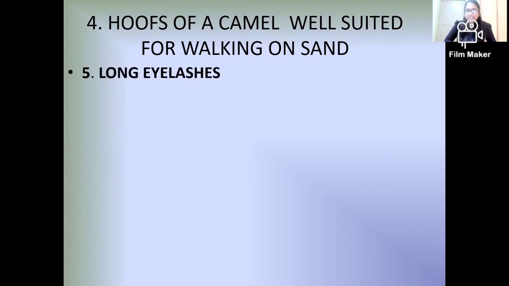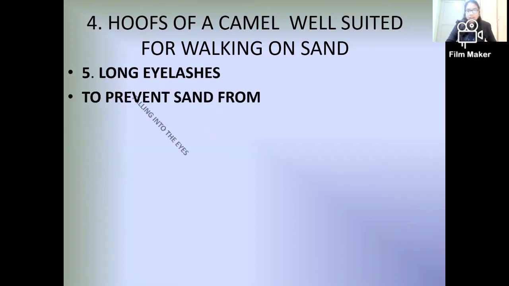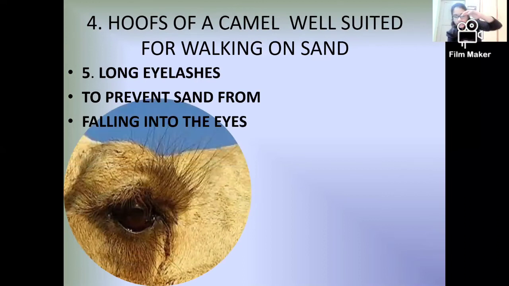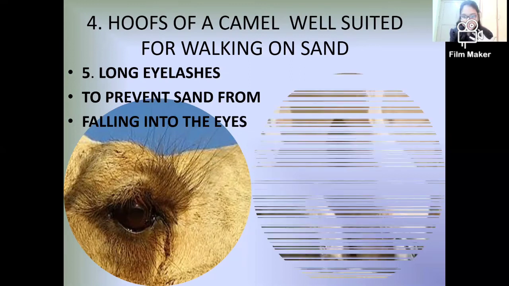Fifth one, it has long eyelashes. As I said, I guess I did say, or if I didn't, I'll tell you. A camel has two eyelids, and one closes horizontally, one closes vertically. They have this to prevent sand from going into the eyes, because sandstorms happen in the desert, and the sand may go into the eyes. I'll show you. Look at their eyelashes, they are so big. Sorry, it's not eyelashes, they have two eyelids. One closes horizontally, one closes vertically. That also helps to prevent sand from falling into the eyes.